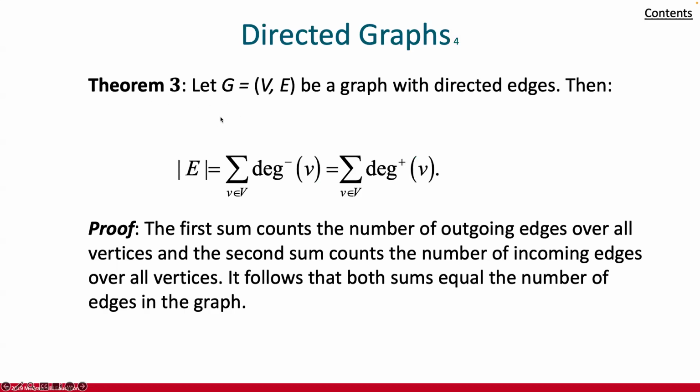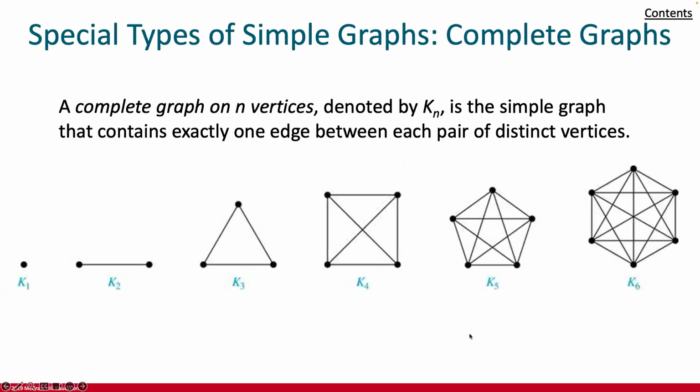Theorem 3: let G = (V, E) be a graph with directed edges. Then we have this relationship. So the summation of the degree minus of v is equal to the summation of the degree plus of v. And you can think through the proofs here. I won't walk through that.